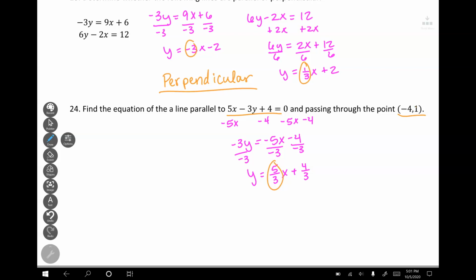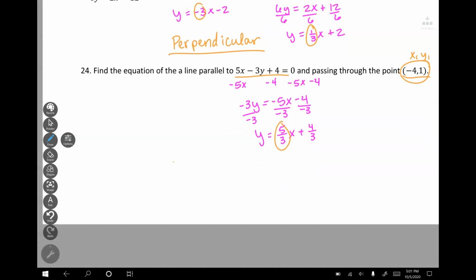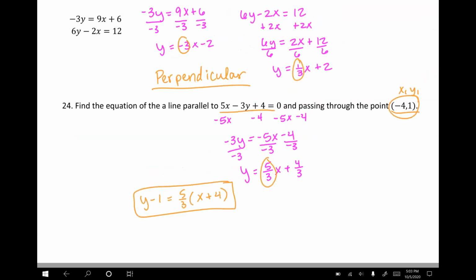Okay, and we're going to pass through this point. So that'll be our x1, y1. So we will do y minus y1 equals 5/3 times x minus x1, so plus 4. They didn't tell us which form to put this in, so I'm just going to leave it like that. That is a perfectly good way to write a linear equation in point-slope form. Alright, so that concludes 2.2.